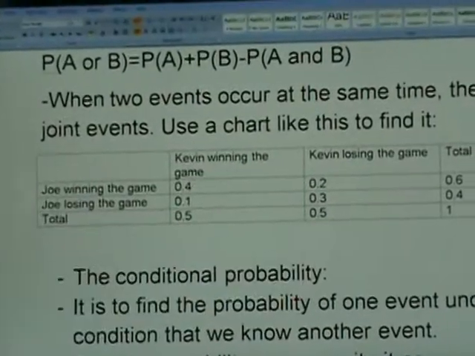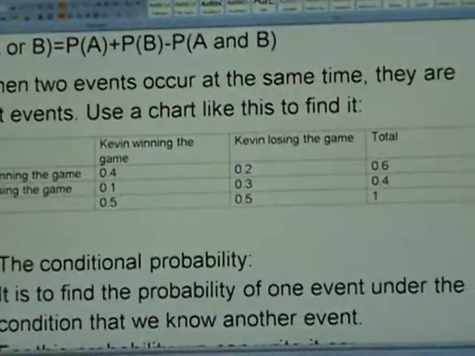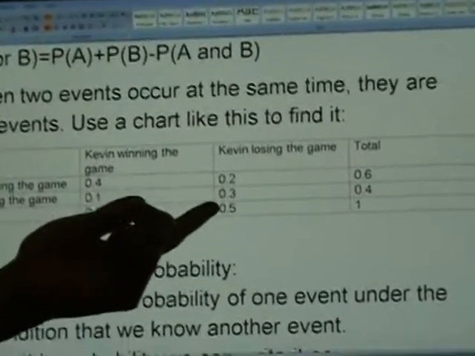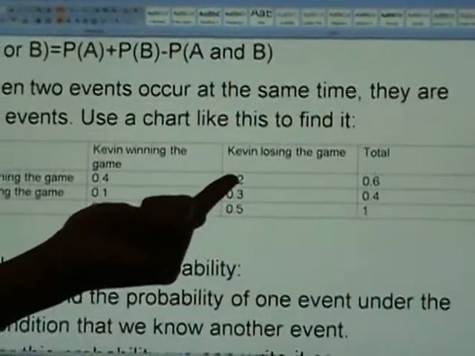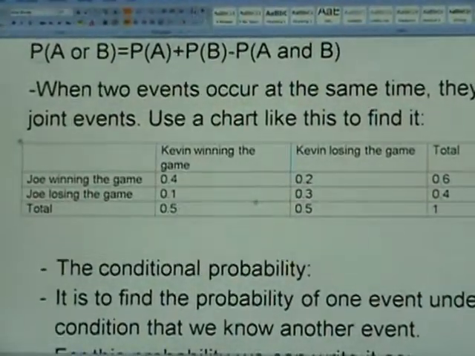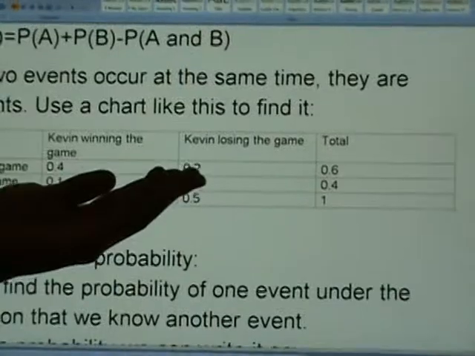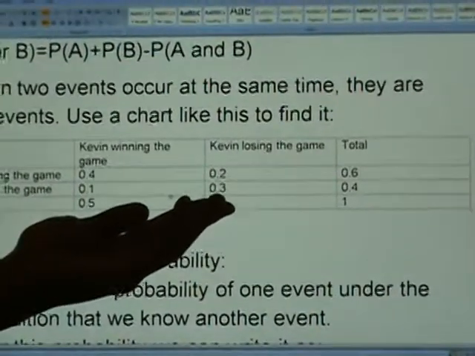Use a chart like this to find the joint probability of these events. So here we're given a chart. Now in a real life question, you won't be given all of these numbers, but you can find them out really easily. Let's take a look at this over here. The total and Joe winning the game. Now we might not be given the probability of Joe losing the game, but we can find that out extremely easily by subtracting the probability of Joe winning the game from the probability of the total.